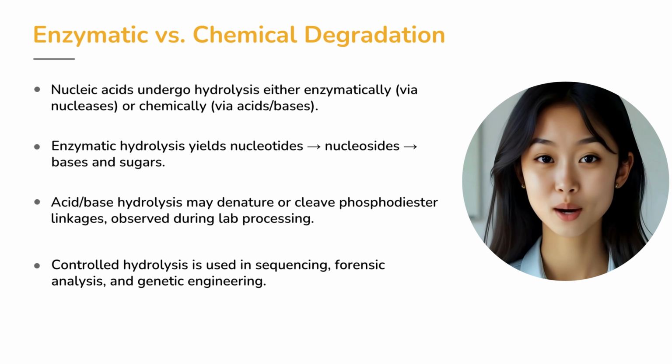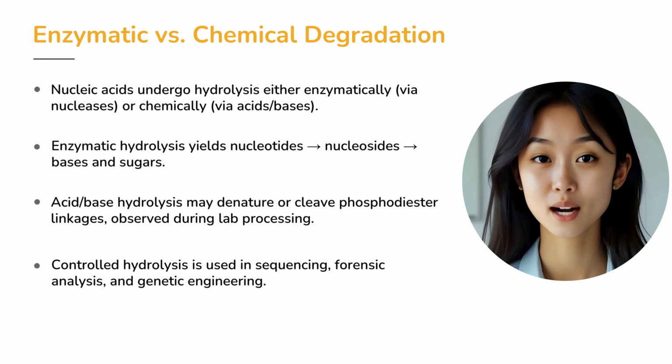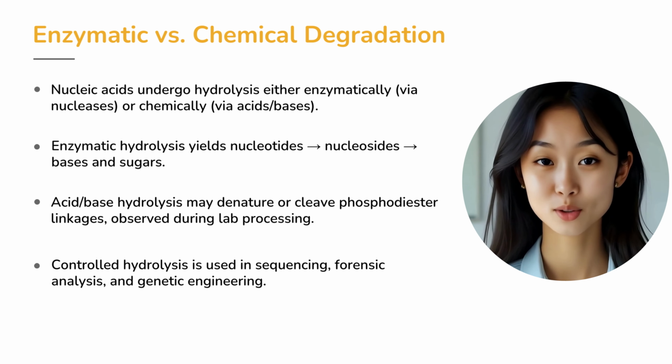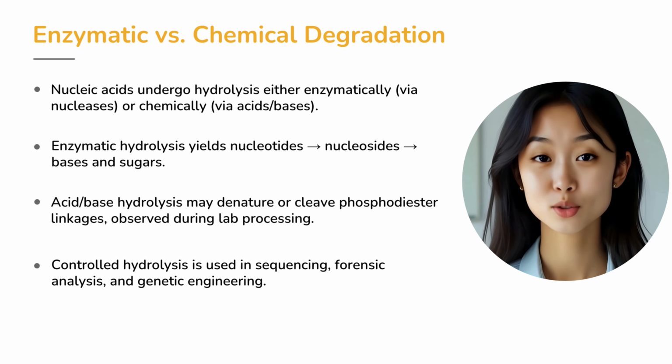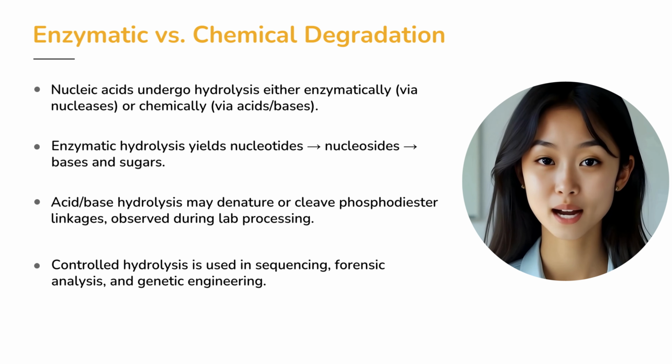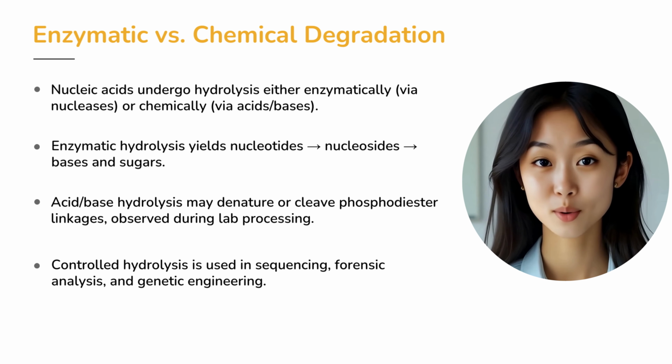Now, let's talk about how nucleic acids break down, a process called hydrolysis, which means water splitting. This happens either enzymatically or chemically. Enzymatic hydrolysis uses specialized enzymes called nucleases that neatly snip nucleic acids into smaller fragments, first breaking down the long strands into nucleotides, then nucleotides into nucleosides by removing phosphates, and finally into individual nitrogenous bases and sugars. It's like dismantling a Lego tower block by block.